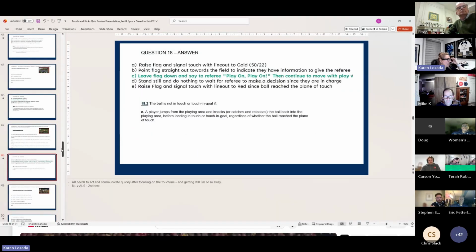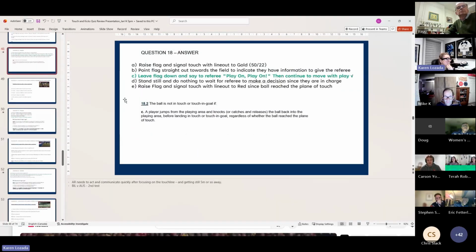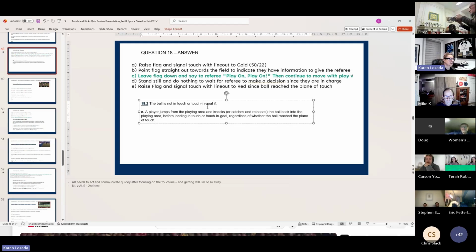So here we have the law around that. But the question was more about what we do as an AR here. We want to be leaving that flag down. Once you're sure, look towards the ref, maybe make some eye contact, play on. And then continue to move with play, as there's a counter attack and a counter kick right after that as well. Here's the law that supports that.